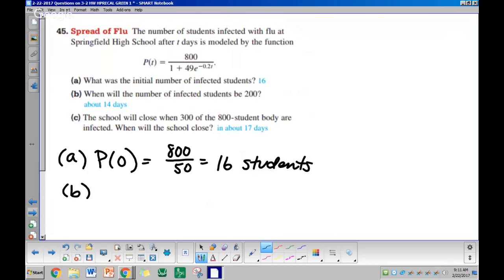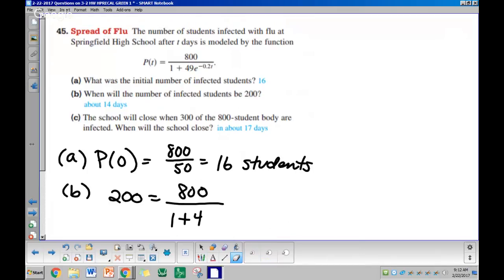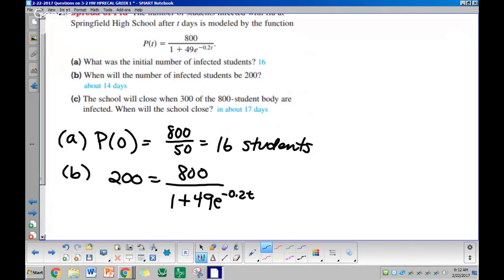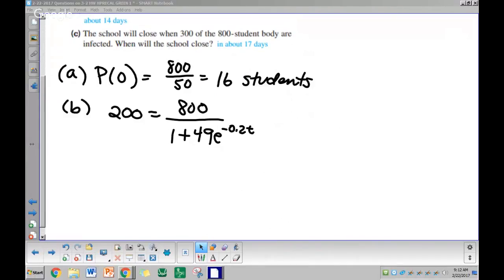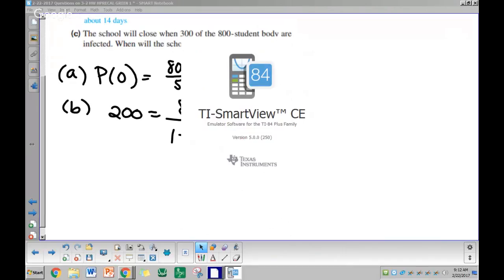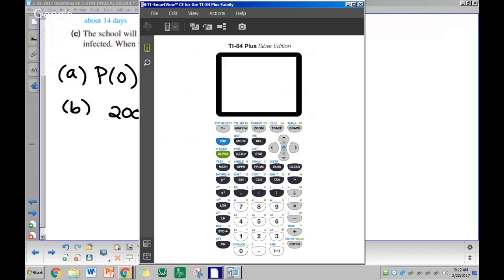All right, so part B says, when will the number of infected students be 200? How do we figure that out? So we go 200 equals 800 over 1 plus 49 e to the... Now, we could solve this graphically or we could solve this algebraically. How would you like to solve this? Okay. So to do that, we gotta get our calculator out. You have to do this graphically. I expected you to do both. Would you know the answer if you do it graphically? Yes. Right.